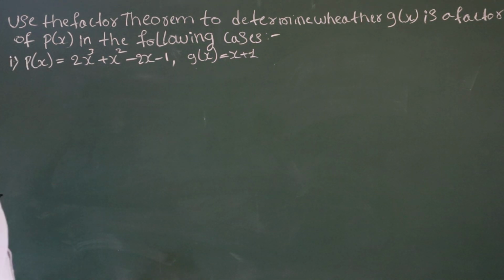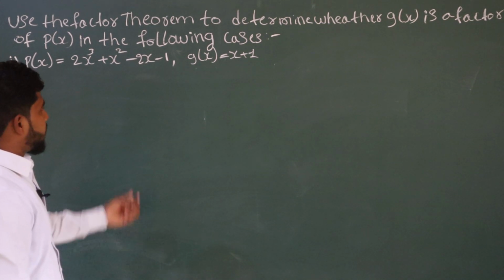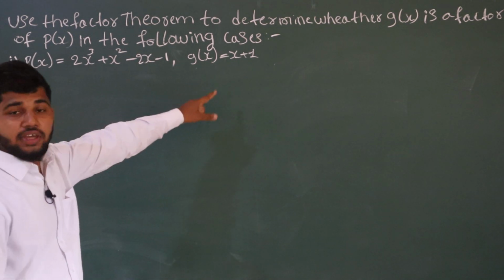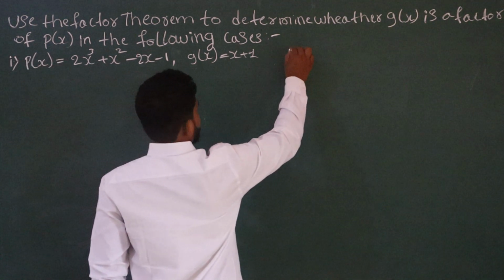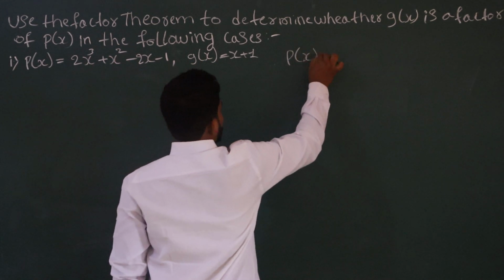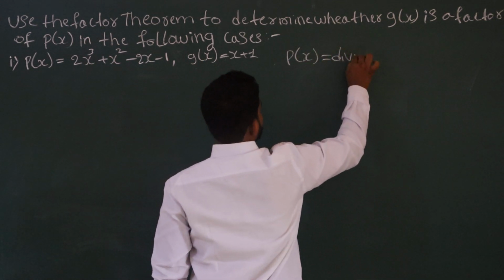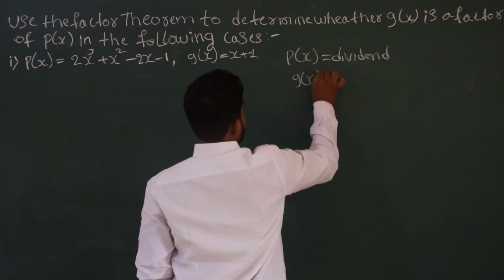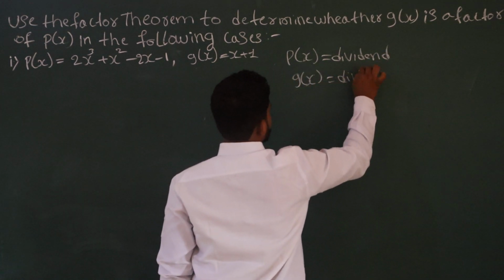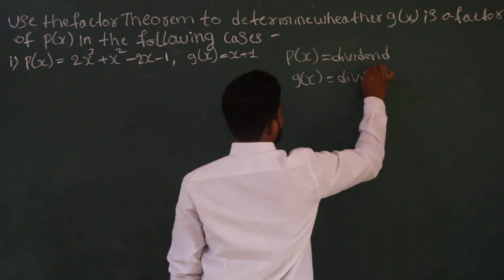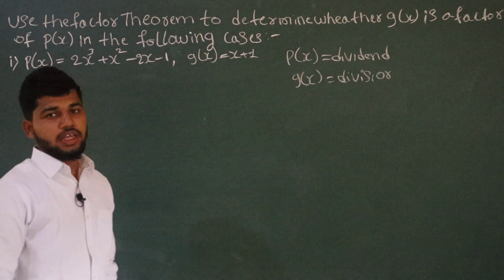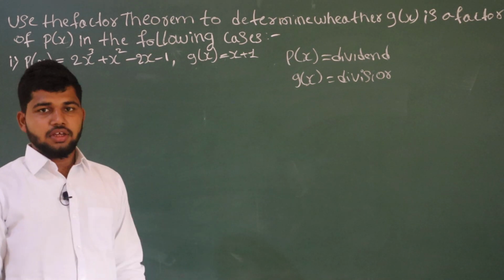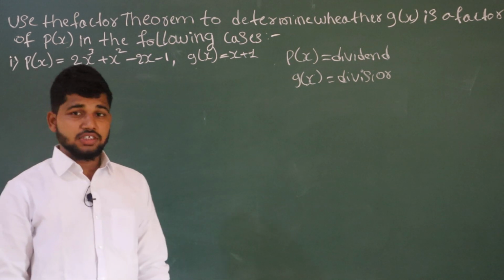P of x is equal to 2x cube plus x square minus 2x minus 1. They have also given g of x. What is g of x here? g of x is equal to x plus 1. In the given problem, p of x is the dividend and g of x is called the divisor.